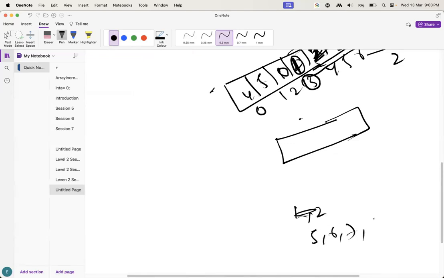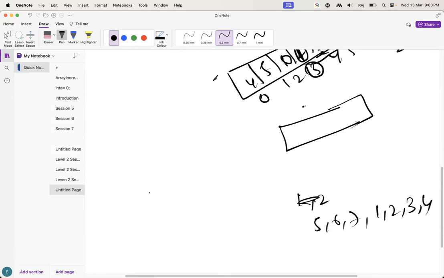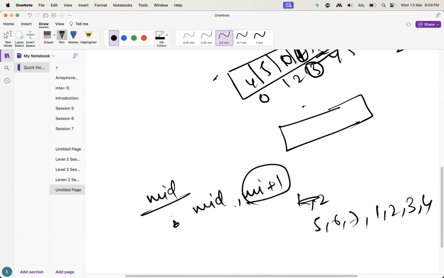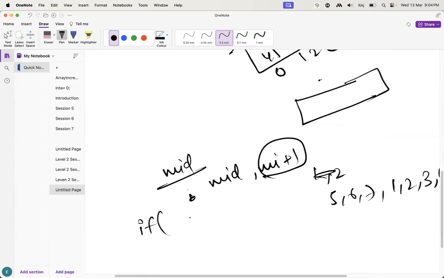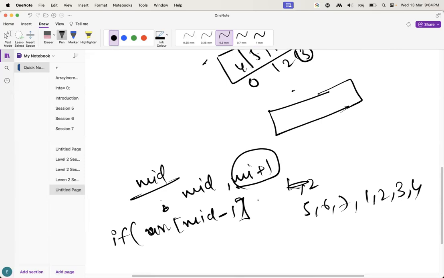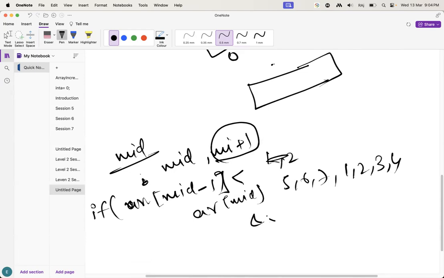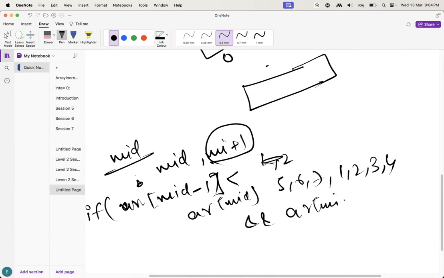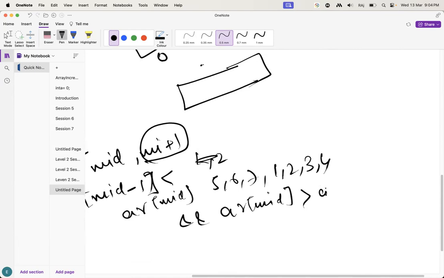Okay, guys, check here. 5, 6, 7, 1, 2, 3, 4. Here we are first going to check the mid value. Anyway, we have to check with the mid value. We have to compare mid with mid plus 1. If suppose array of mid minus 1 is less than array of mid, and array of mid is greater than array of mid plus 1.